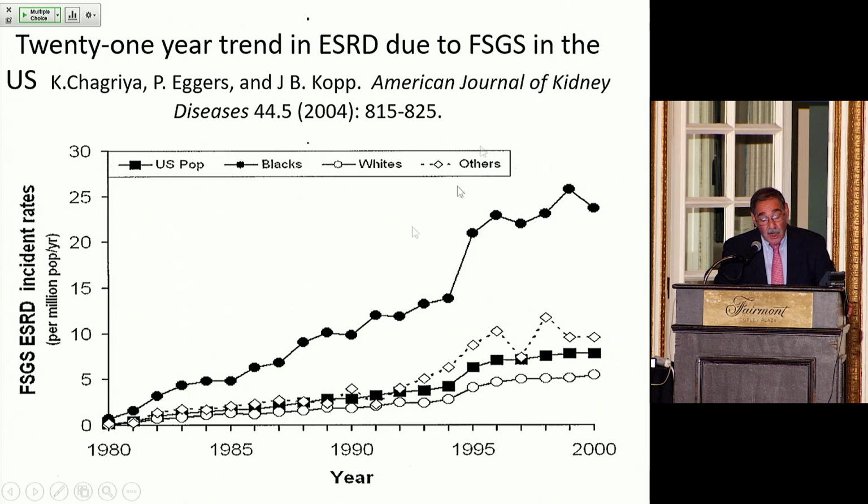And if you look over time in terms of what progresses to renal failure, here's the whole US population in terms of focal sclerosis progressing to renal failure, but especially in African Americans. It certainly is the leading cause of progression to end-stage renal disease in African Americans.